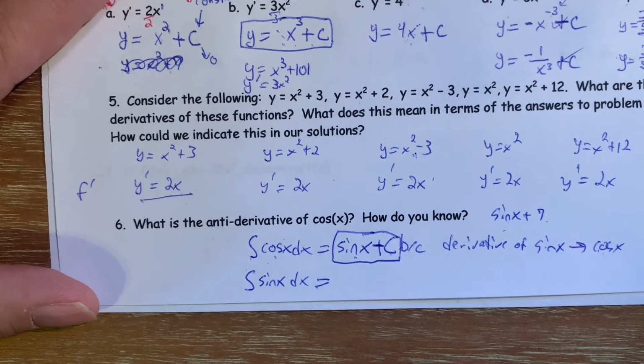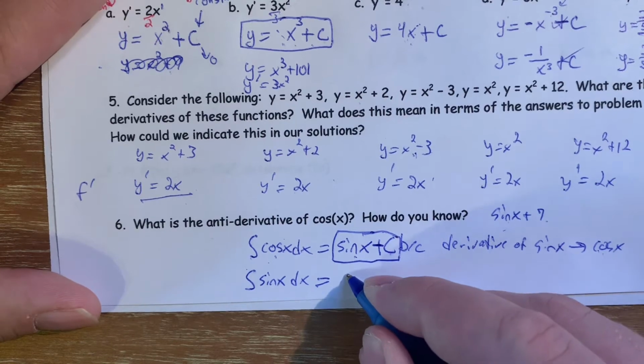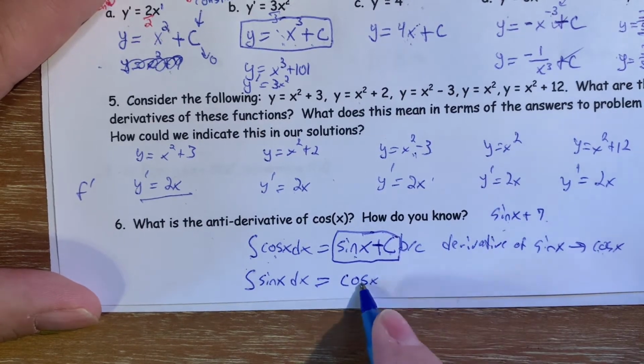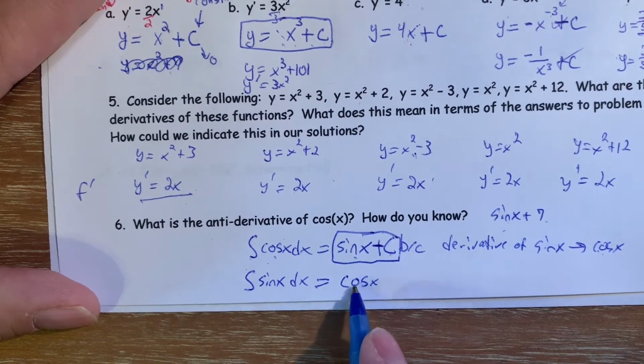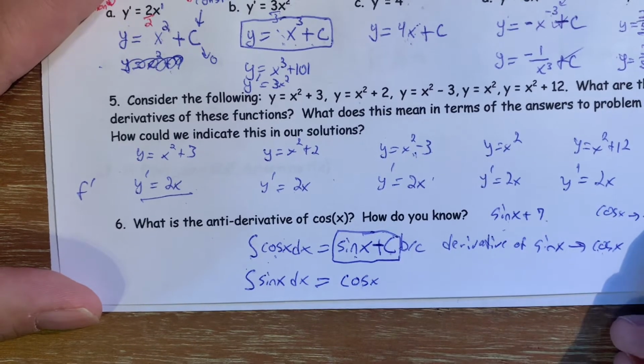So with that in mind, what is the antiderivative of sine of x? The antiderivative of sine of x is not cosine of x. Be careful. It is close to cosine of x, but let's see what would happen if we took the derivative of cosine. What is the derivative of cosine of x?